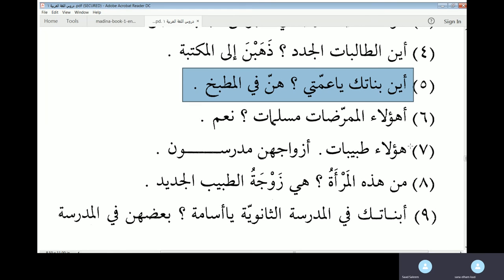Aina banatuka ya ummati. Ummati is female, so the pronoun is banatuki. Aina, where? Banat. Where are your daughters, my paternal aunt? Hunna fil madbakhi. They are in the kitchen.